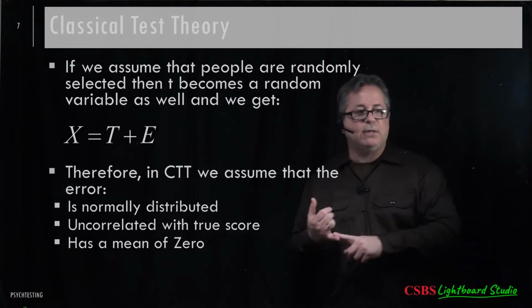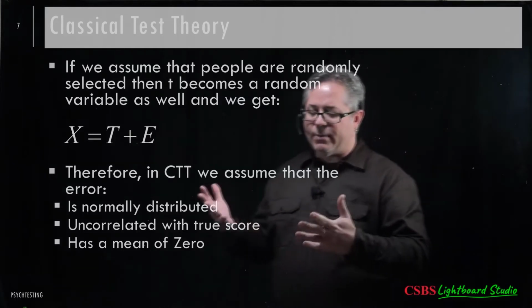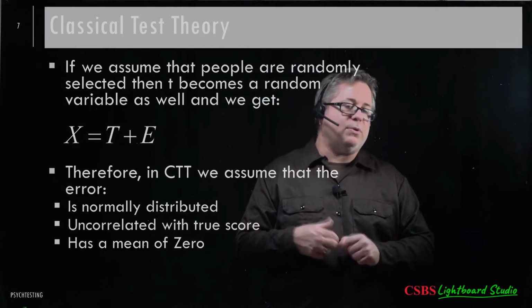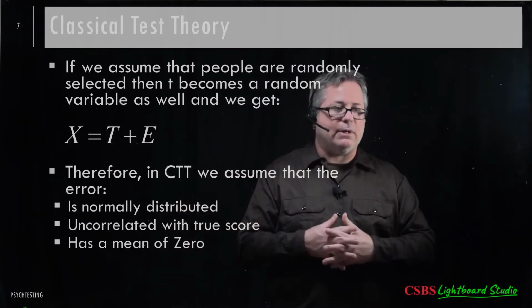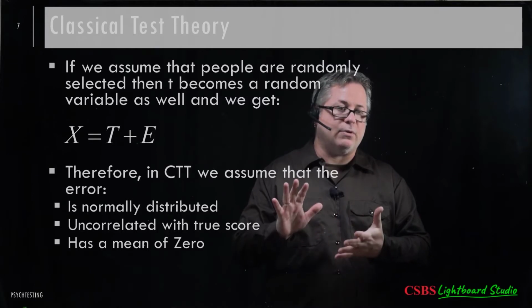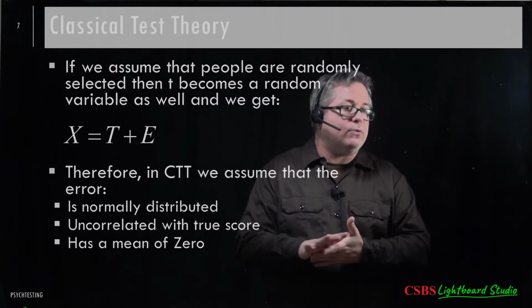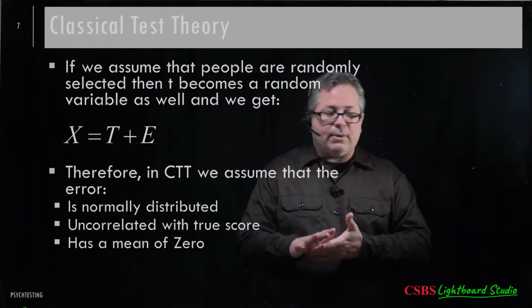So we assume it has a mean of 0, has some amount of variability to it. We don't know what that is. We assume it's uncorrelated with the true score, and we often assume it's normally distributed, at least under classical test theory. Under item response theory, we don't, which is why it becomes more complicated.